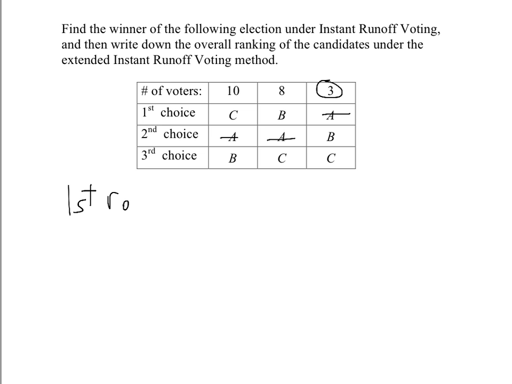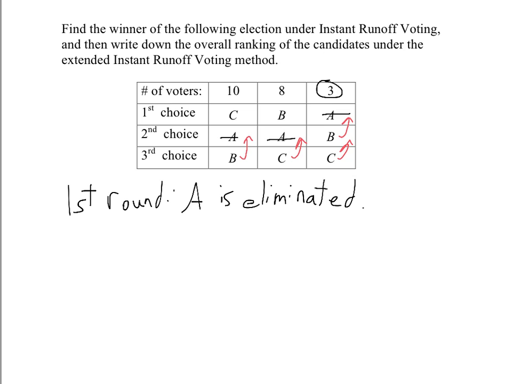So in the first round, A is eliminated, so we know that in the ranking, A is going to be in last place. Right. So now, in the second round, what happens? Well, B moves up a slot to second choice on these 10 ballots. C moves up into second choice on these 8 ballots. B moves up into first place, and C moves up into second on these remaining 3.